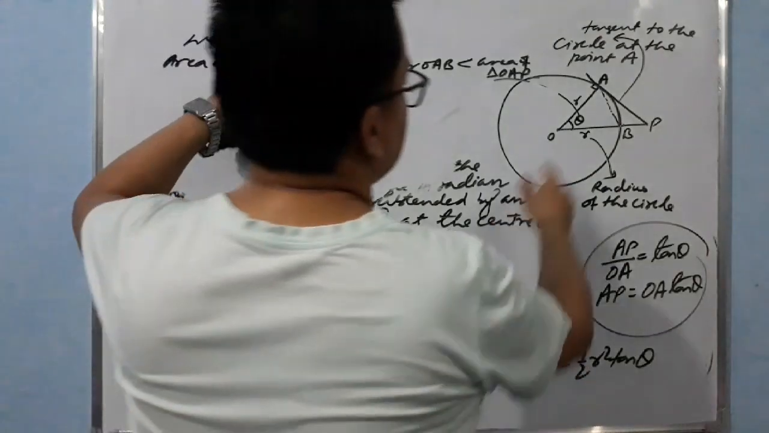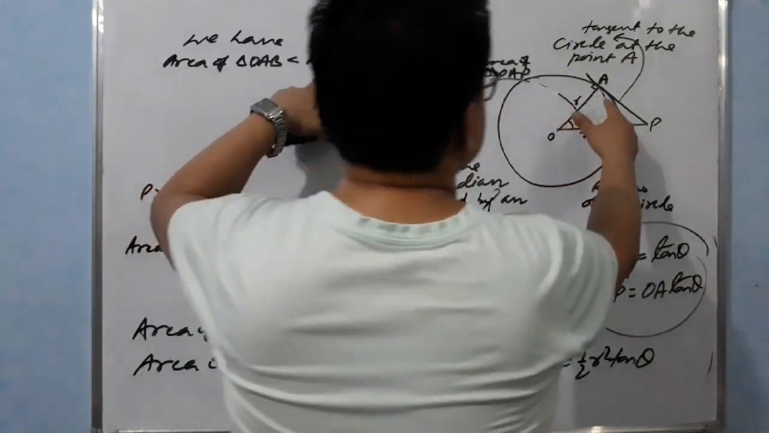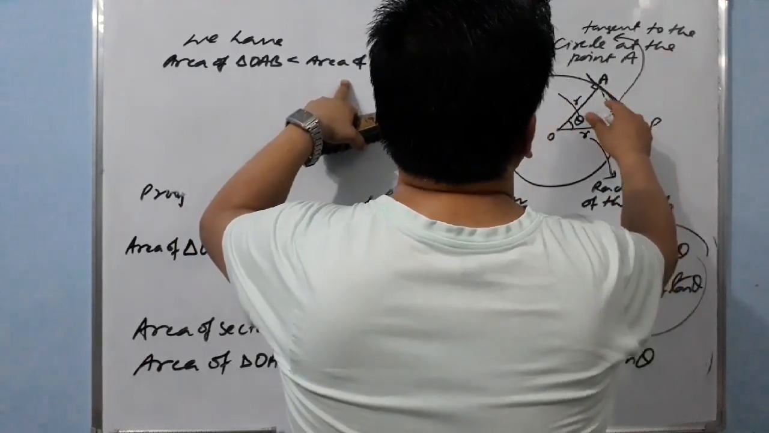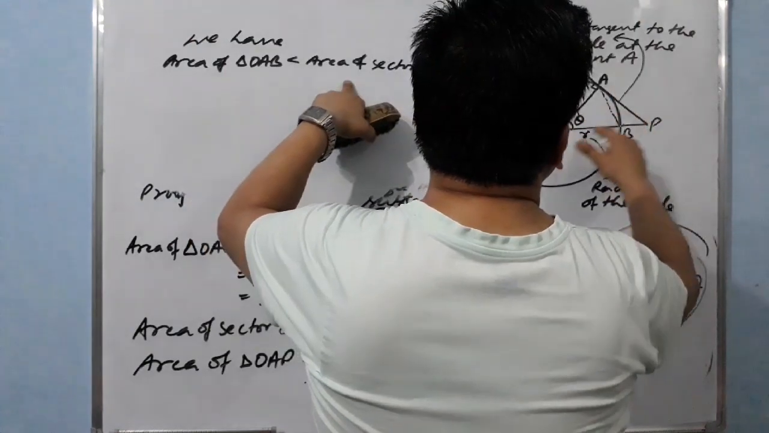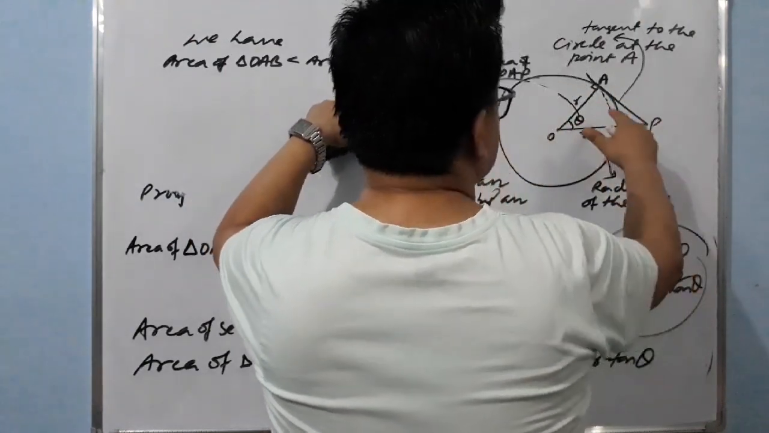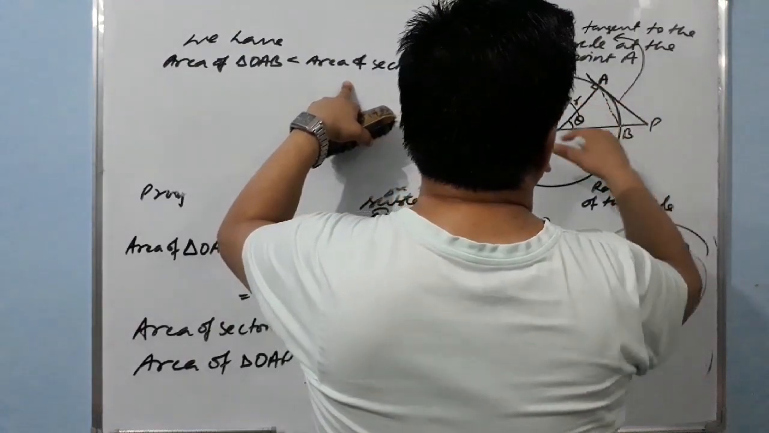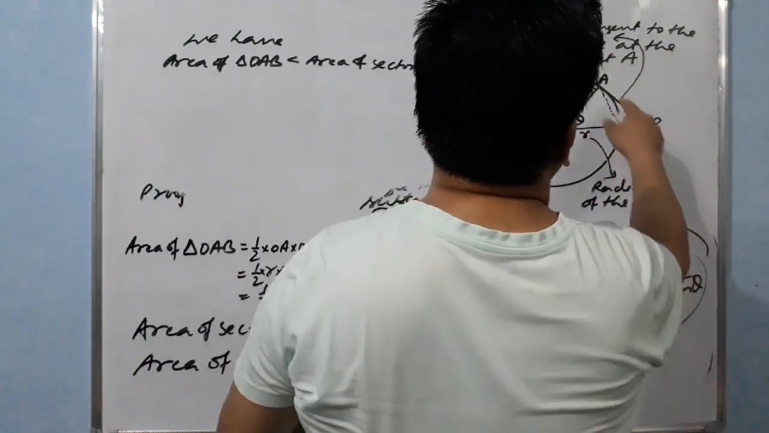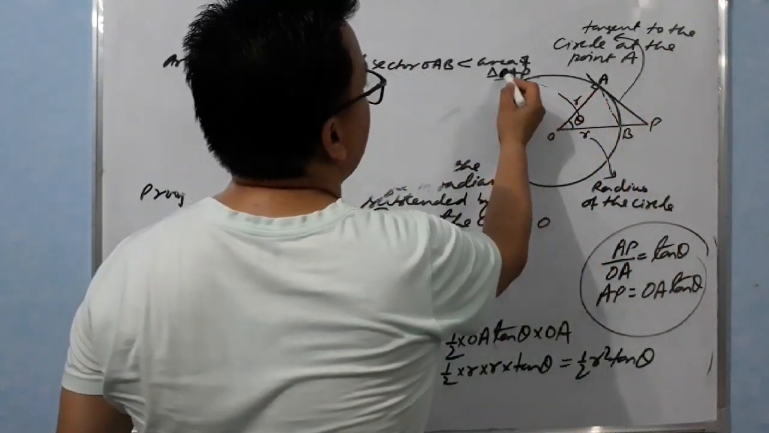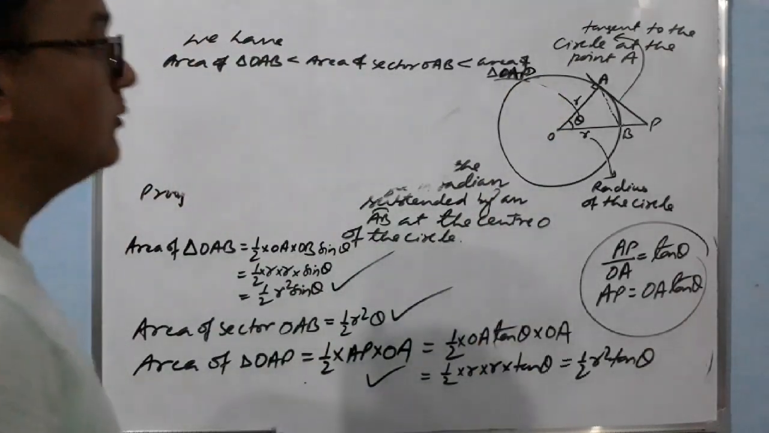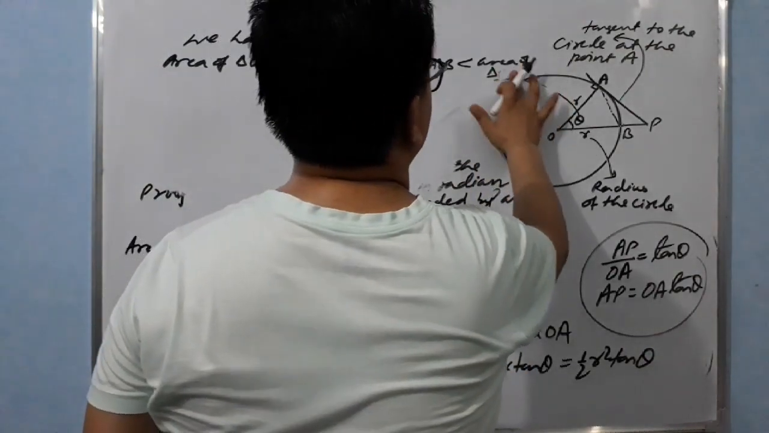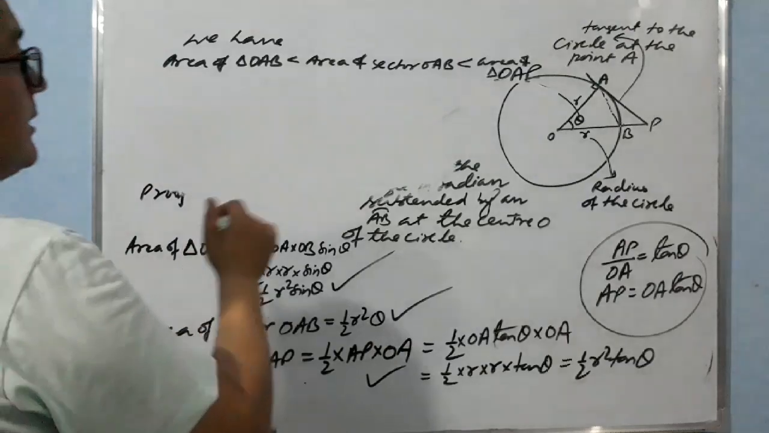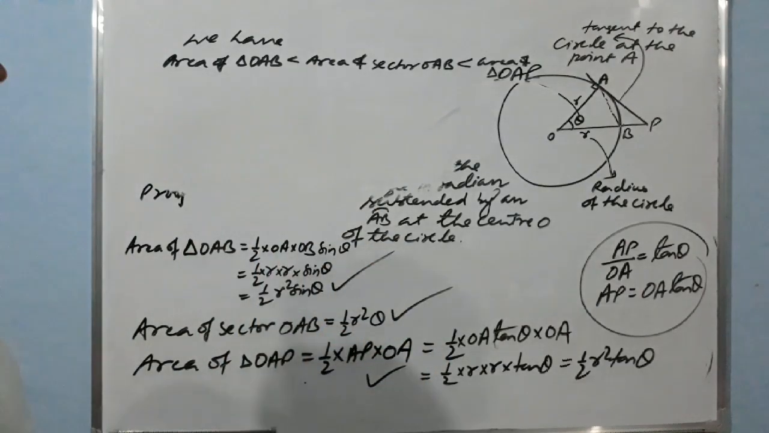Now see once again: triangle OAB is inside the sector OAB, so the sector definitely has greater area than the triangle. This sector is inside the triangle OAP, so definitely the area of the sector is less than the area of triangle OAP. Now listen to me everybody.